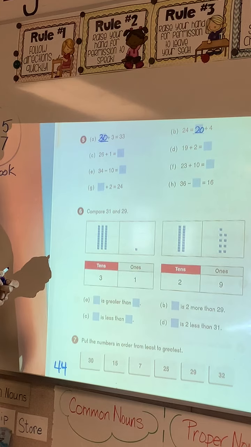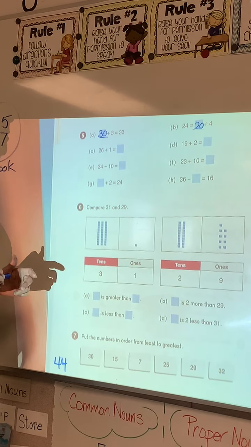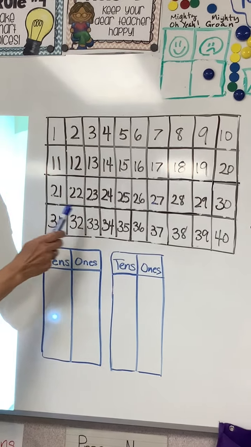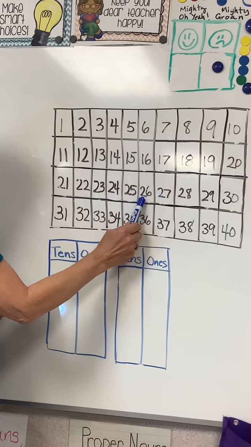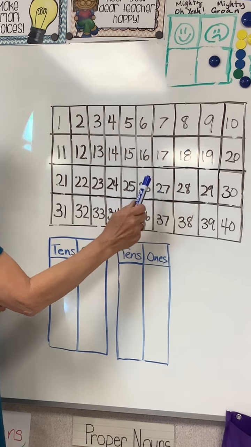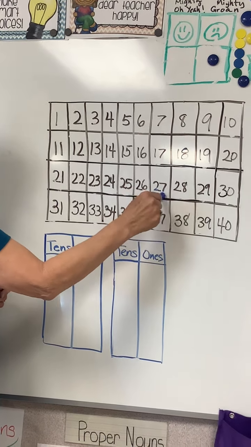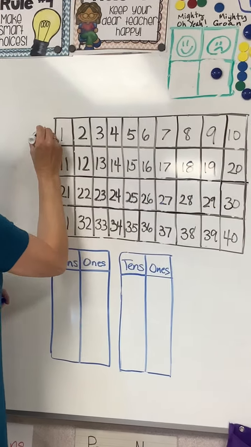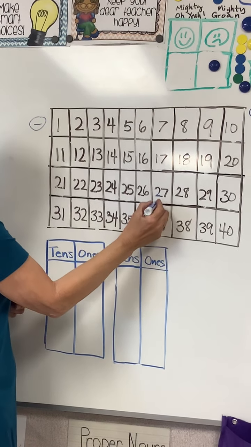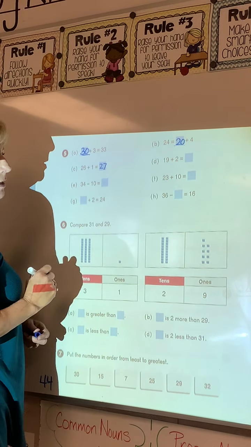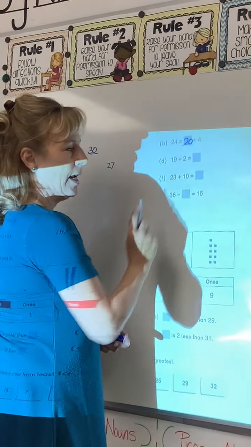Good. All right, now let's look at this next one. 26 plus 1. For that one, I think we should use the number chart because it's a pretty easy equation. We start at 26 and we add 1. Which direction are we going to go? The way we read and write, we're going to go this direction. This is the plus direction and this is the minus direction. 26 plus 1 equals 27.